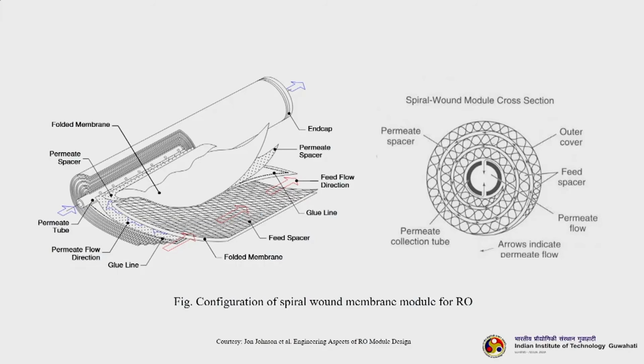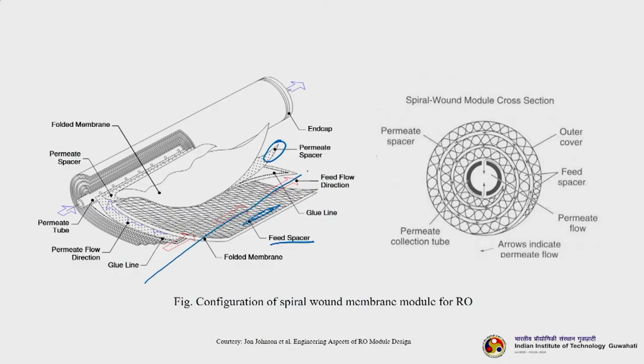You can see this channeling type of thing; this is your feed spacer. Usually they are made of stainless steel or some other metal alloys. Then they are wrapped. Once that wrapping is done, you have to attach the permeate spacer. You can see the permeate spacer here, and this is the central permeate tube, the central tube over which you are folding the membranes as well as the feed spacer.